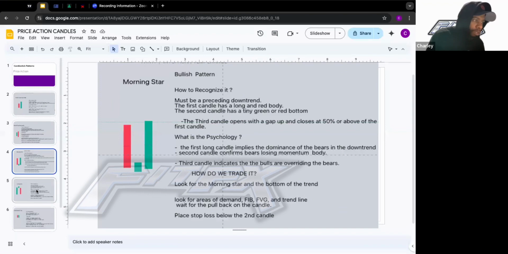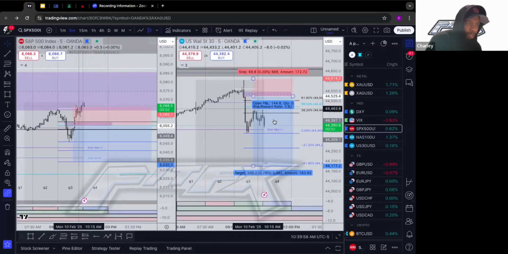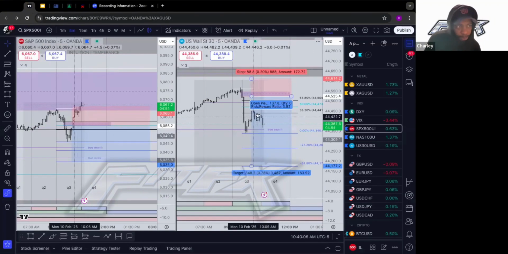Oh, then yeah. Look, evening star. How do you recognize it? How do we trade it? Look for evening stars. Fibs, fair value gaps, trend lines, breaker blocks. But you can see price reacting to it.